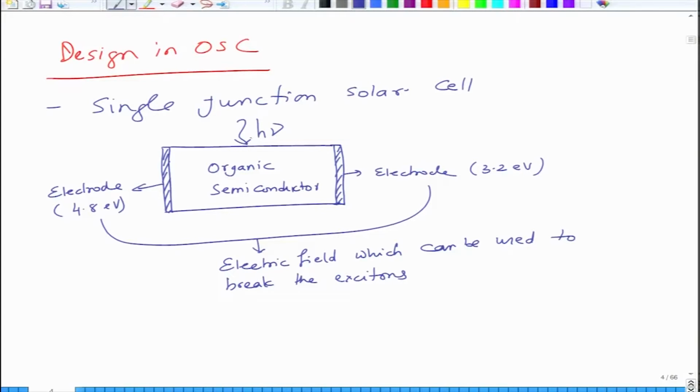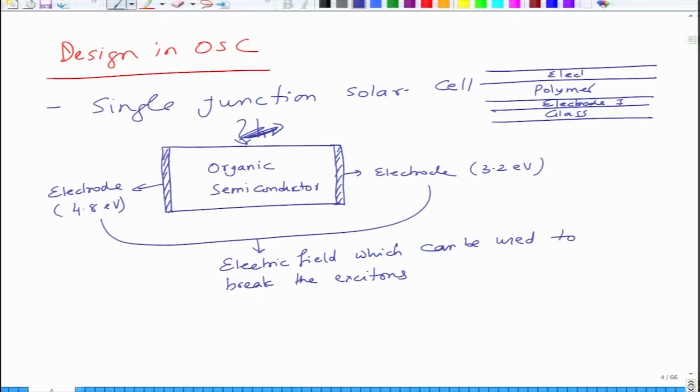So generally light will not come in this fashion, your device will be in this fashion. So this will be substrate, this will be electrode 1, this would be polymer, and this would be the electrode 2. So light will come in this fashion. So obviously from the top there will be more excitons which are created on the top than in the bottom. As a result, excitons will diffuse towards this electrode.